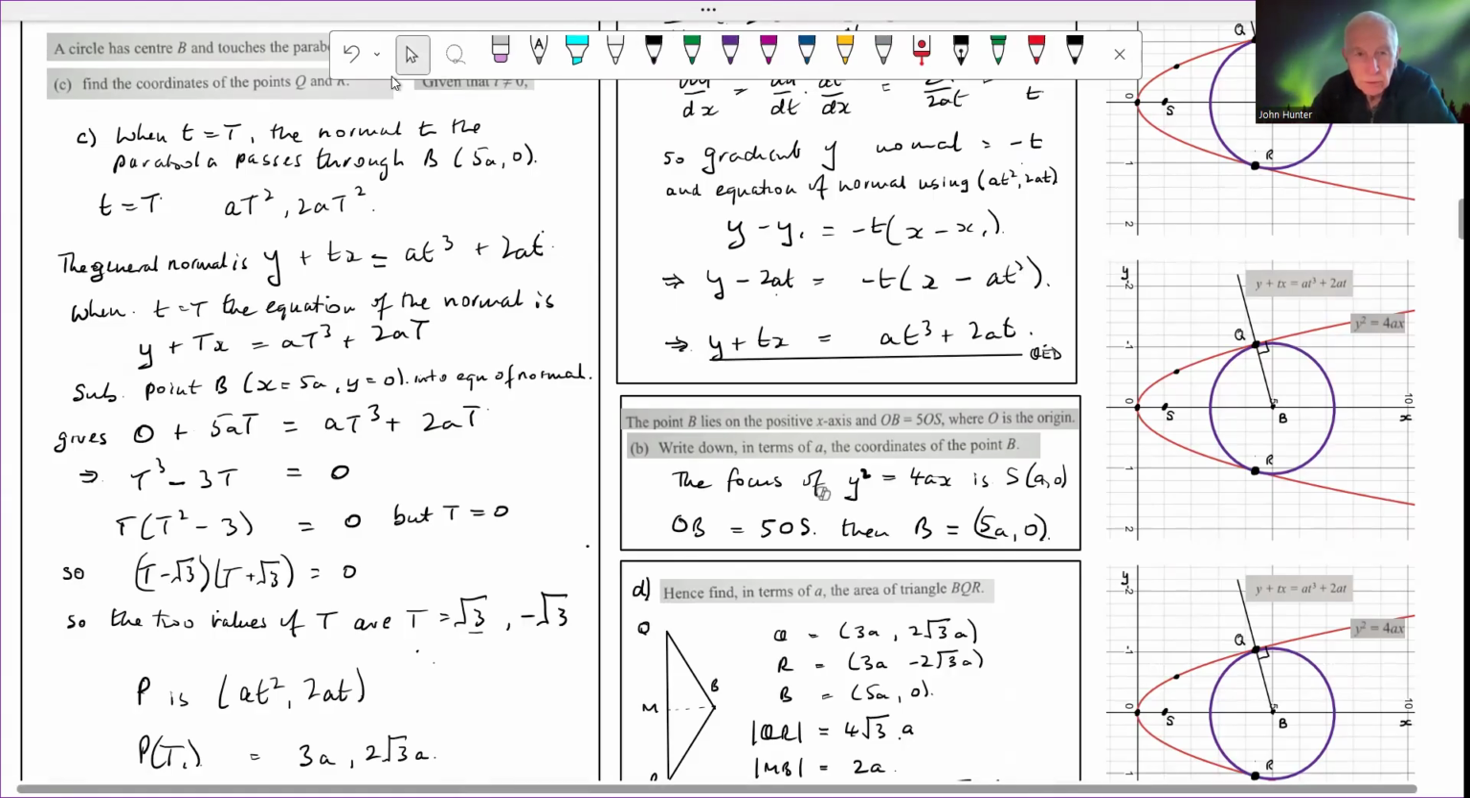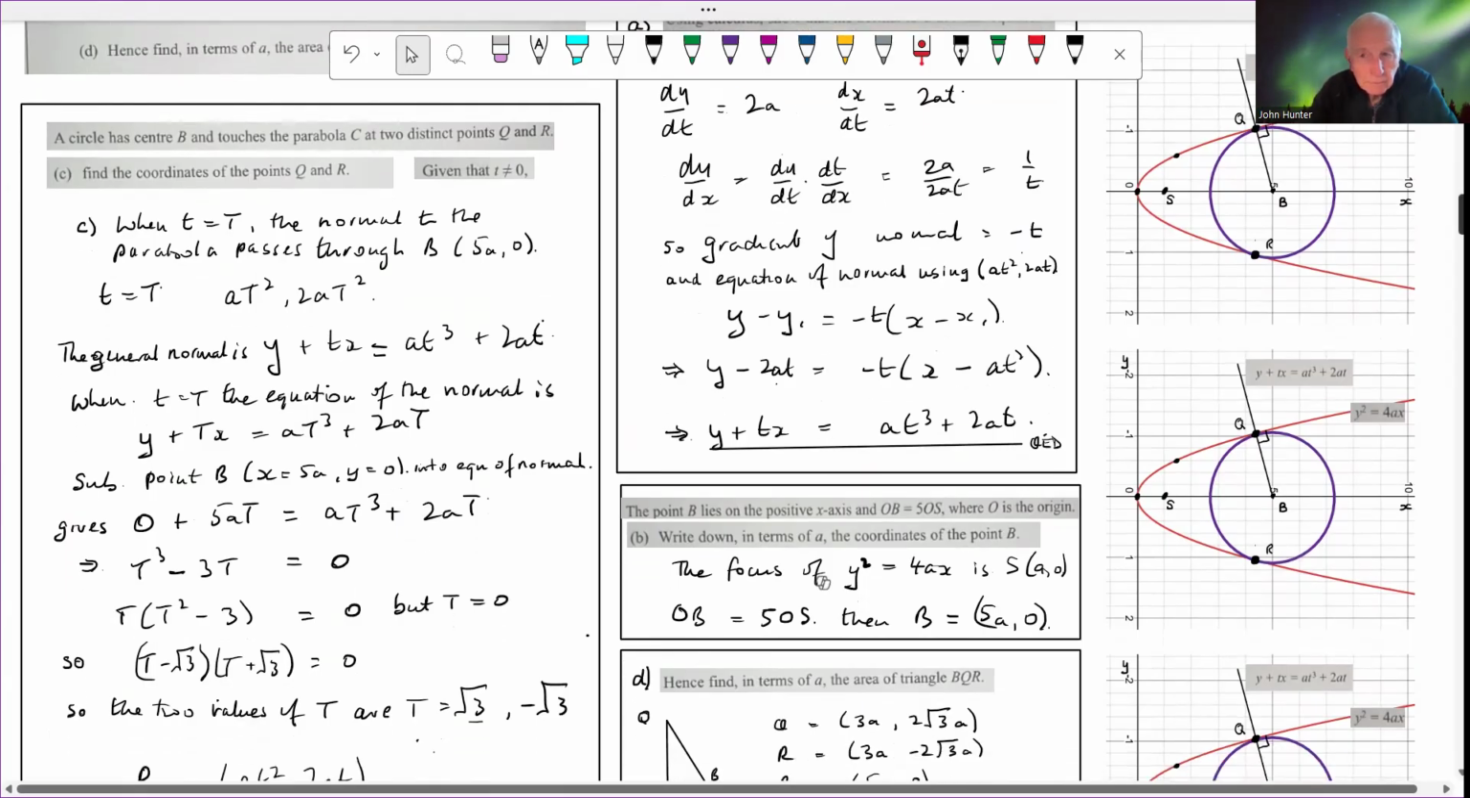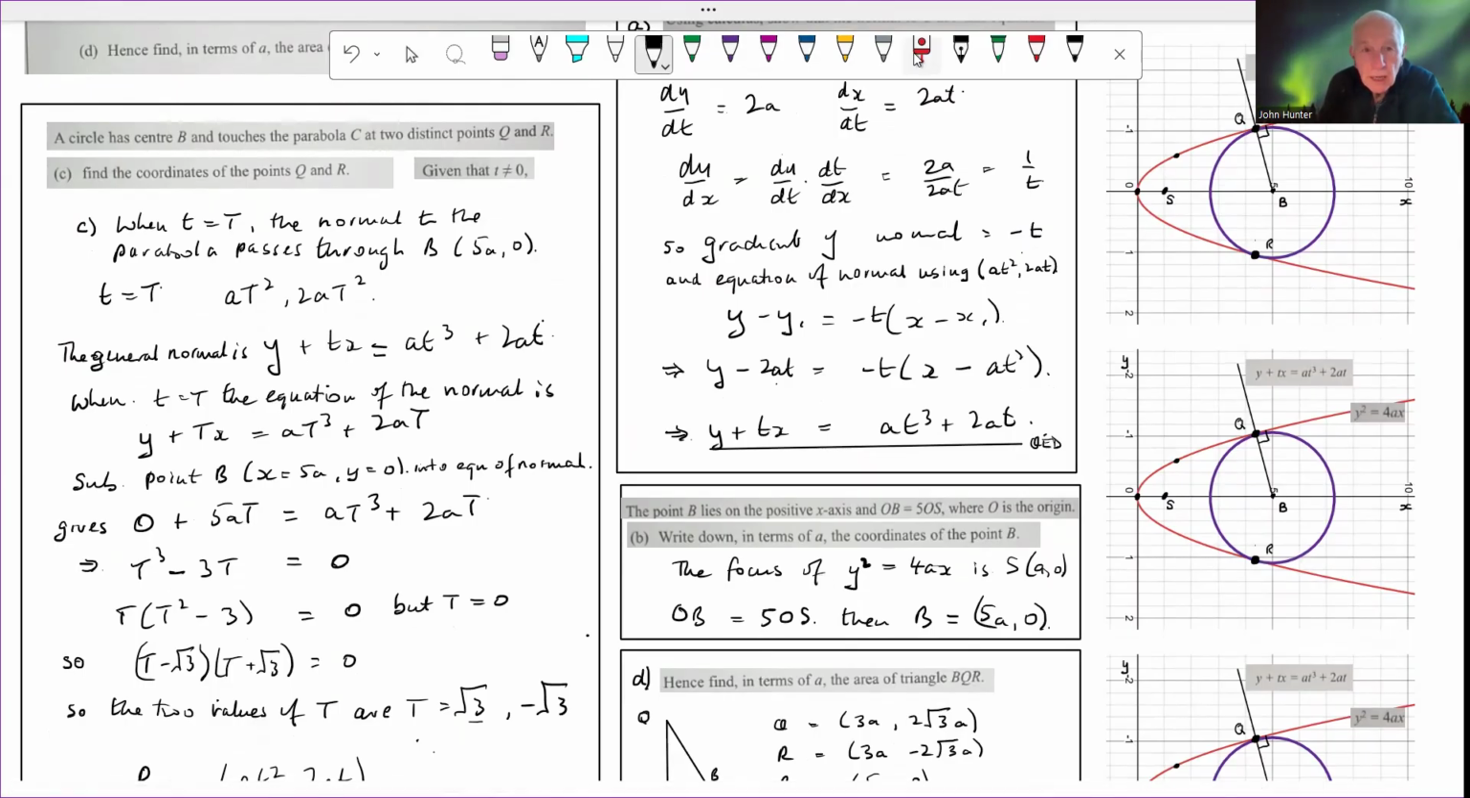Okay, so that's not too bad. Obviously, that part you do need to know about parabolas and those kind of relationships. Right, now this is kind of the main tricky bit, I think. I've replicated this diagram down here just to make it easy, because I can't get everything on the same screen. Circle has center B and touches the parabola C at two distinct points Q and R.